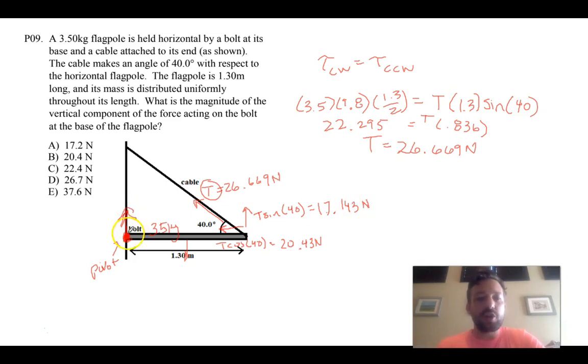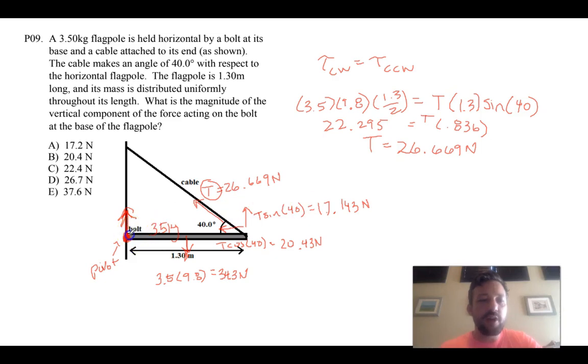Now, we want to know how many newtons of force the bolt is holding up. Okay, well, if on the right-hand side it's holding up 17.143 newtons, how much force does the flagpole have in a downward direction? So to figure out just how much force the flagpole has, we could do 3.5 times 9.8, and that comes out to 34.3. Okay, so that's how much force the flagpole has in a downward direction. And the tension is holding up 17.143 of it.